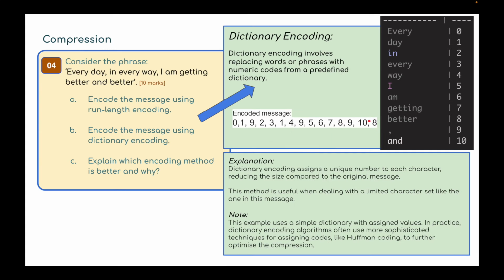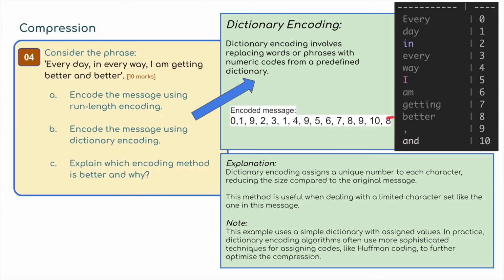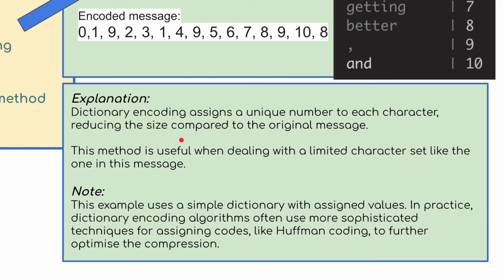So every day in every way, I am getting better and better. And that takes up 15 characters. Of course, it comes with a dictionary, but that has 15 characters. Okay? So a little bit about it. Dictionary encoding assigns a unique number to each character. We've just said that, reducing the size compared to the original message.